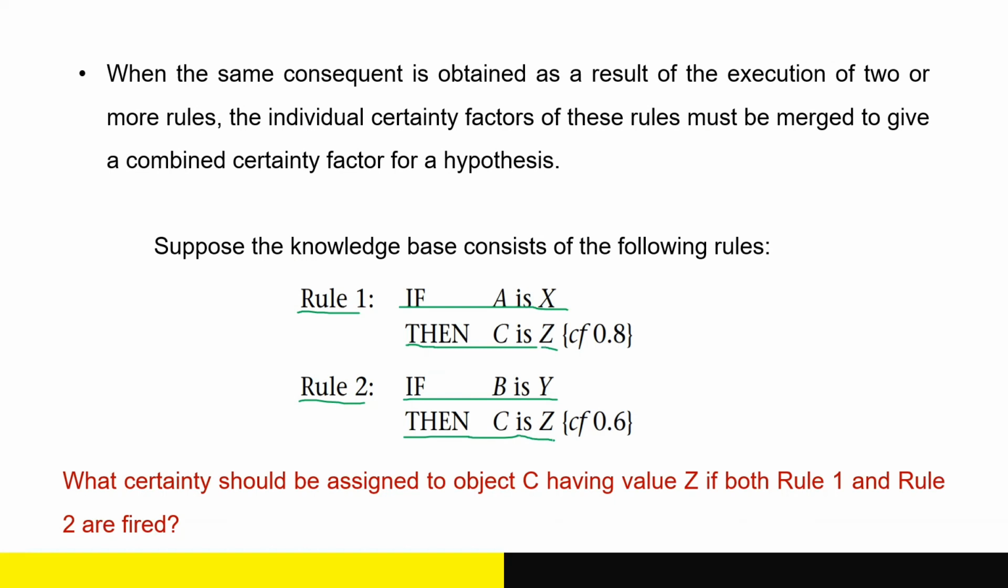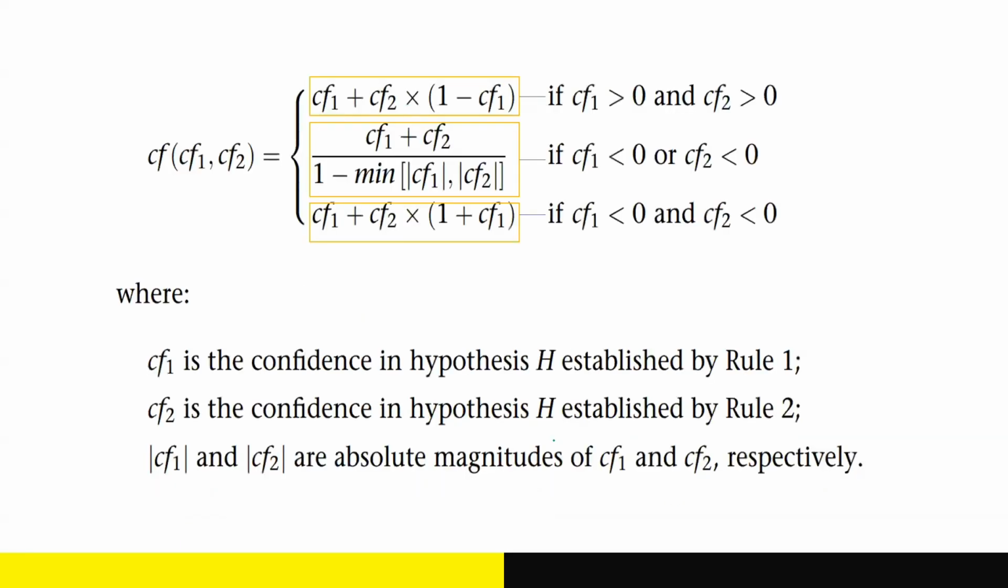So if we have two pieces of evidence, such as A is X and B is Y, from different sources, which are Rule 1 and Rule 2, supporting the same hypothesis, C is Z, then the confidence in this hypothesis should increase and become stronger than if only one piece of evidence had been obtained. To calculate a combined certainty factor, we can use these equations. So the first equation is used when both pieces of evidence are positive.